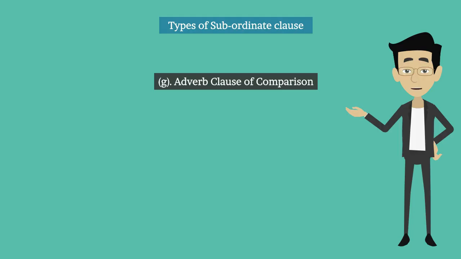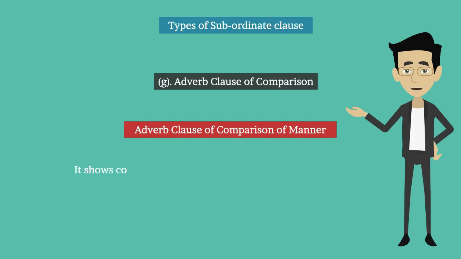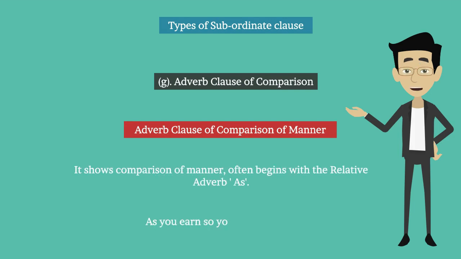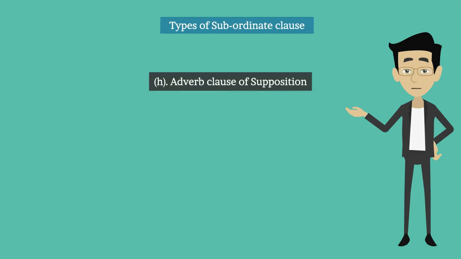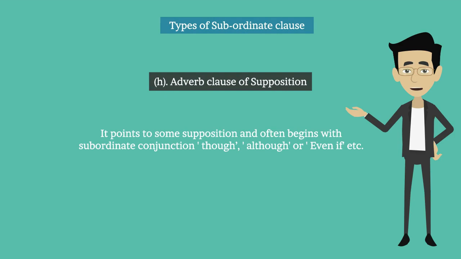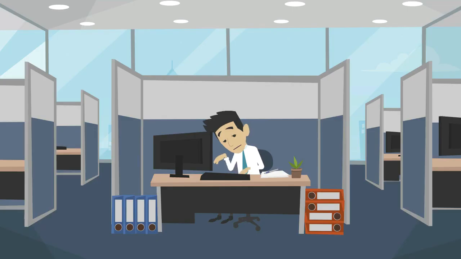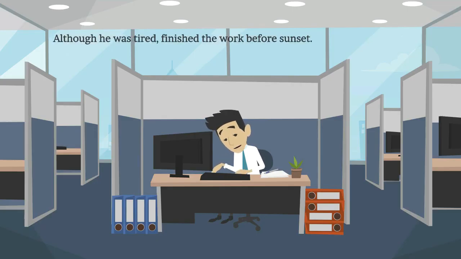Adverb clause of comparison of manner. It shows comparison of manner and often begins with the relative adverb as. For example, as you earn, so you spend. As you earn is an adverb clause of comparison of manner. H. Adverb clause of supposition. It points to some supposition and often begins with the subordinate conjunction though, although, or even if, etc. For example, although he was tired, he finished the work before sunset. Although he was tired is an adverb clause of supposition.